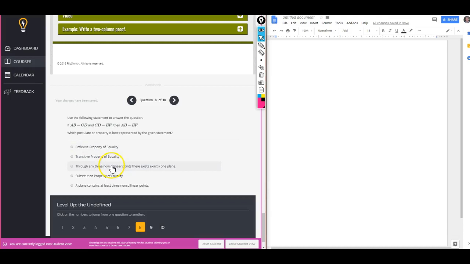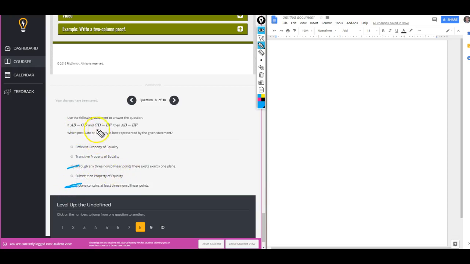Reflexive, transitive, through any three non-collinear points. It's not talking about points, so this one's not going to be relevant. Substitution property, maybe. Plane contains, no, it's not talking about a plane. This is representing distances again. Remember, that's how we write the distances in math. So now it's not talking about planes. So these two are automatically eliminated.